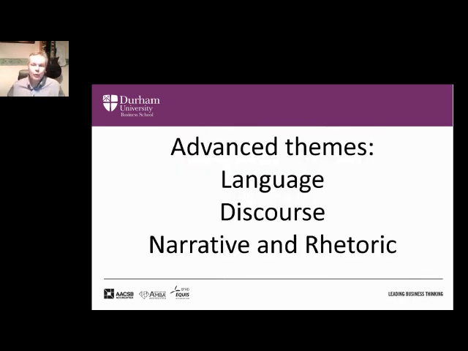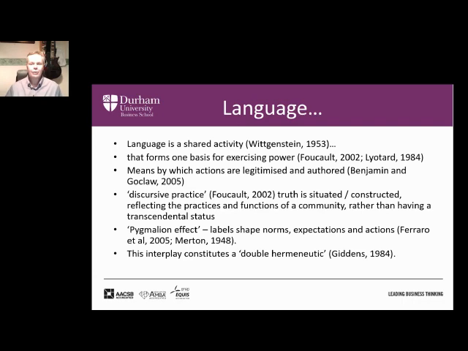So let's think a bit more about some of the slightly more advanced themes: language, discourse, and I'll say some more about narrative and rhetoric. Language, then, is, in a way, 20th century philosophy can be characterised as being fascinated with language. A lot of the great contributions in understanding philosophy related to language, the limits of language. And some powerful ideas: that language is a shared activity, you can't have completely private or personal language, and it's a means of exercising power.